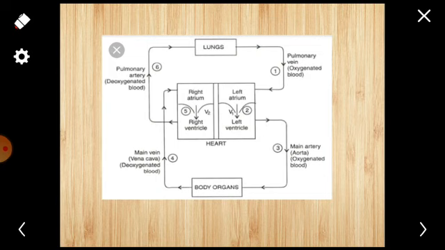This is all about our double blood circulatory system in humans.